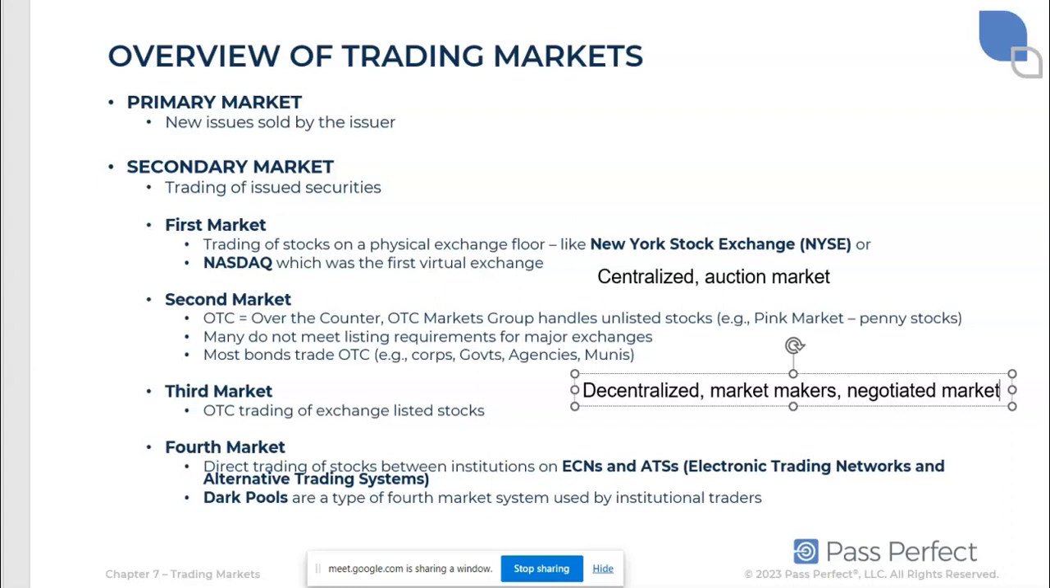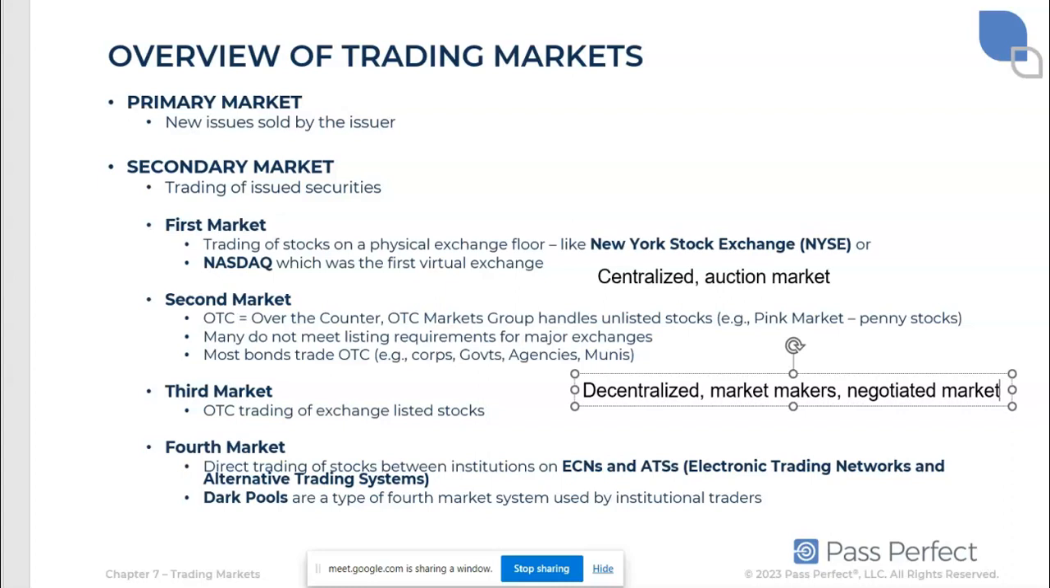So instead, they're unlisted and they trade in the over-the-counter market, which is a dealer market. All right, now NASDAQ is kind of a hybrid. NASDAQ was really second market, a dealer market, but it was the top tier of the dealer market, the high-grade securities that qualified for NASDAQ.